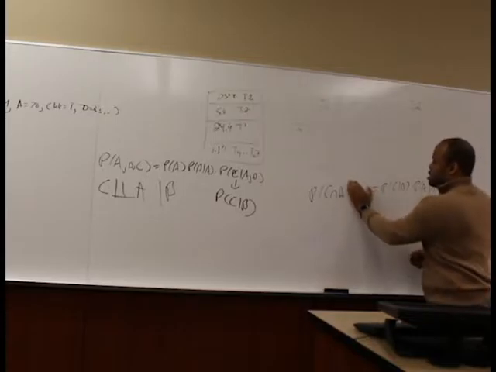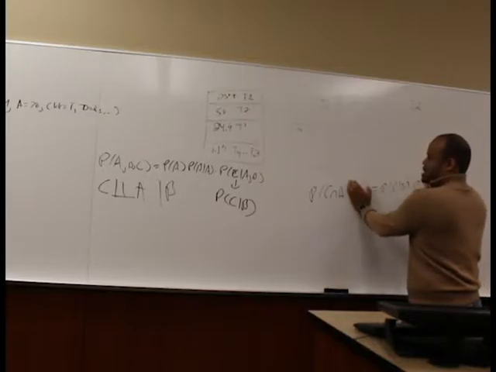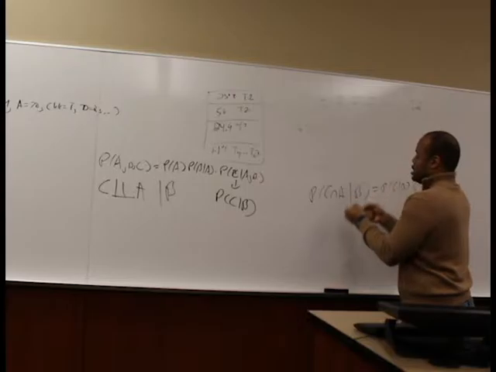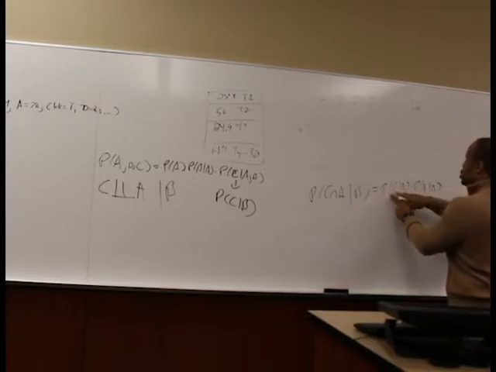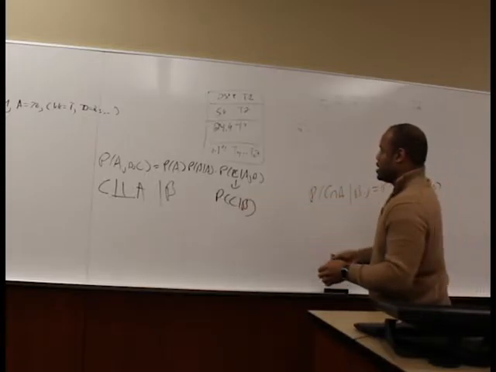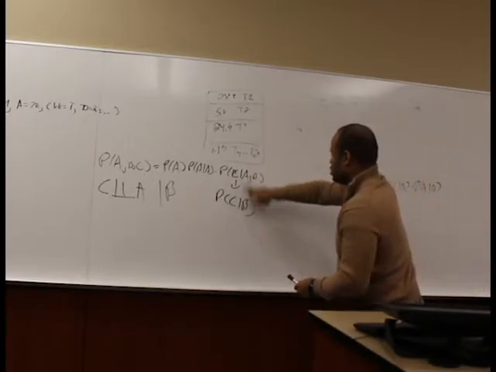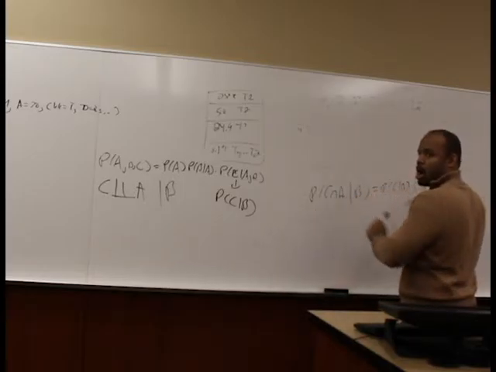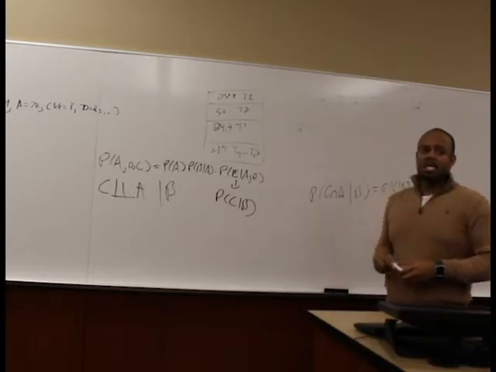So if they were just independent without anything, it'd be C times A. But they're conditionally independent, which means you just condition each one of your marginals, C and A, on B. So this statement and this statement are equivalent, and they both mean conditional independence.